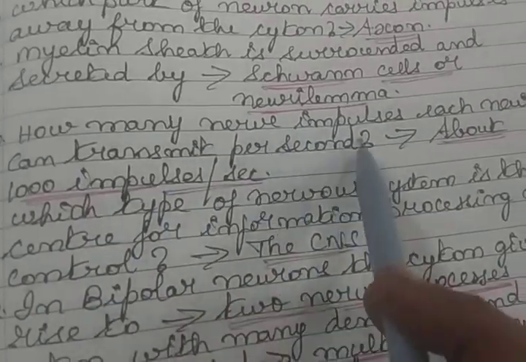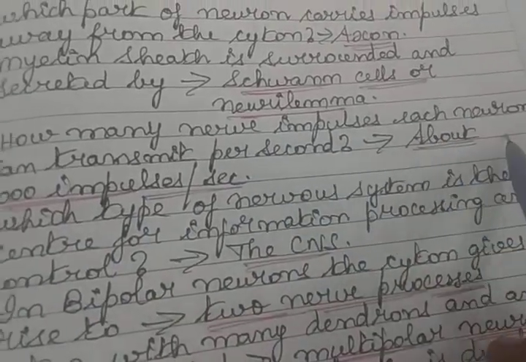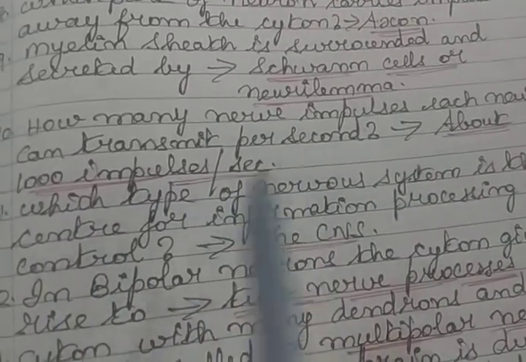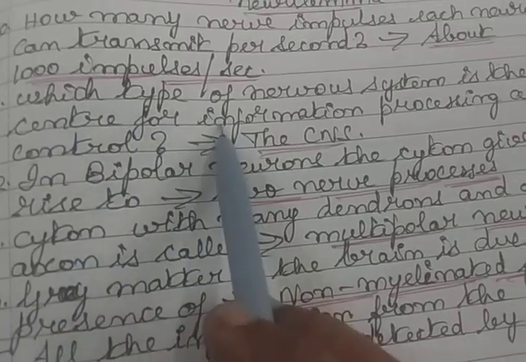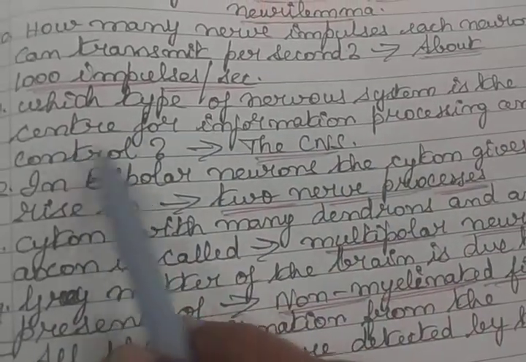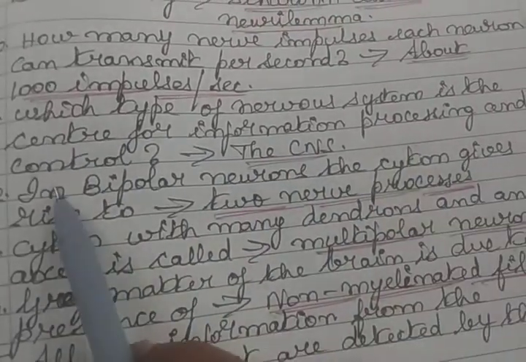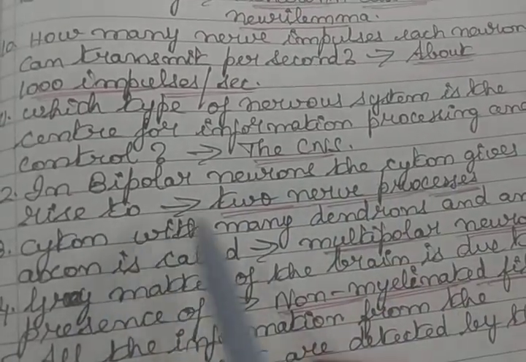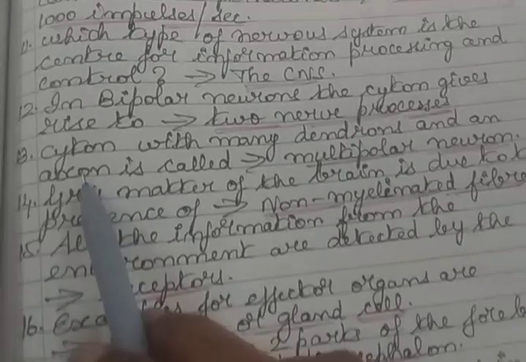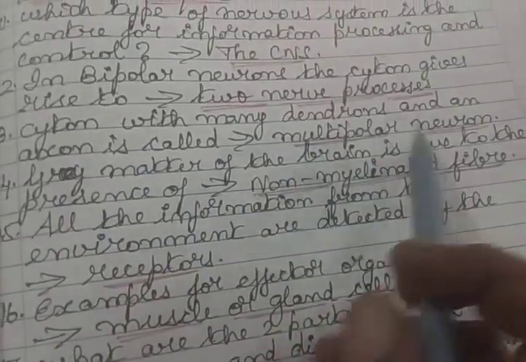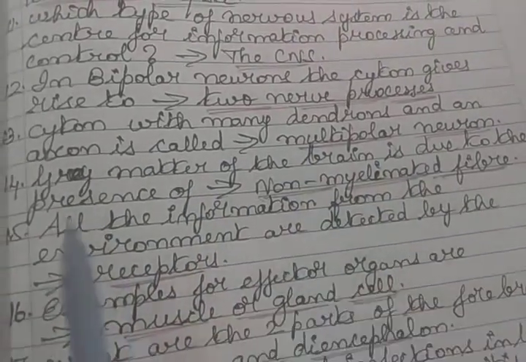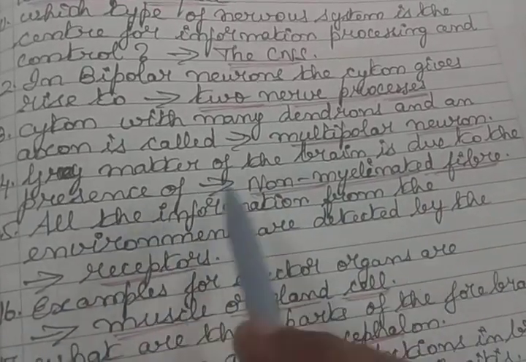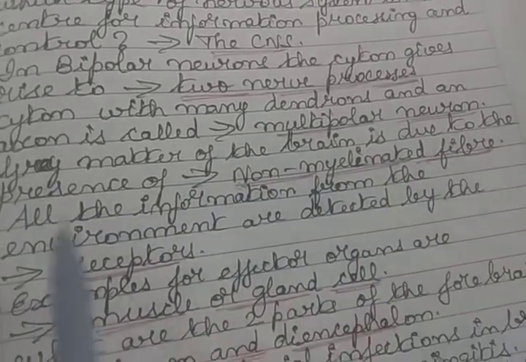How many nerve impulses can each neuron transmit per second? About 1000 impulses per second. Which part of the nervous system is the center for information processing and control? The CNS. In bipolar neurons, the cyton gives rise to 2 nerve processes. Cyton with many dendrons and an axon is called multipolar neuron. Gray matter of the brain is due to the presence of non-myelinated fiber.